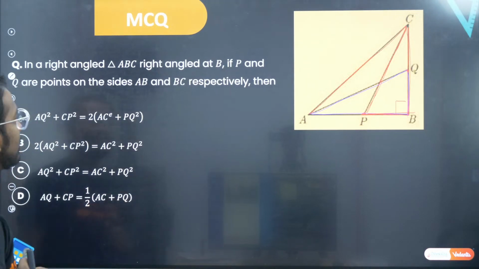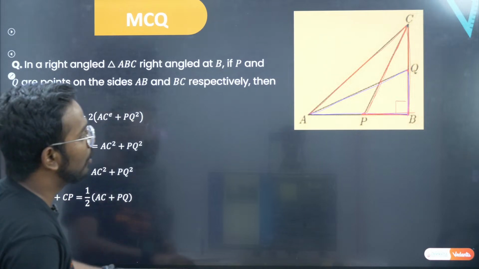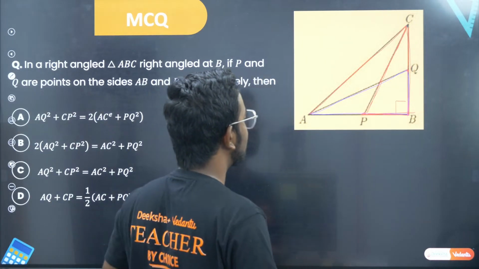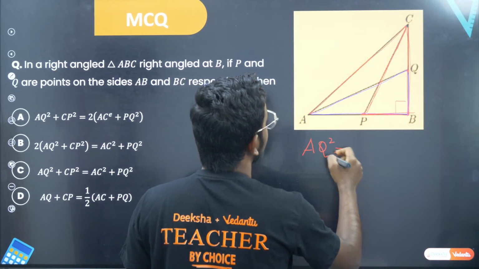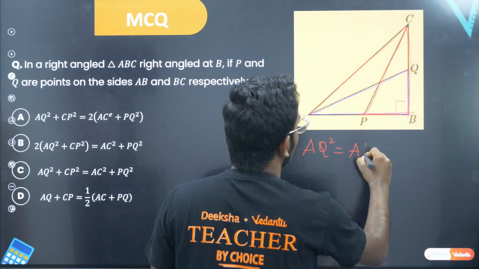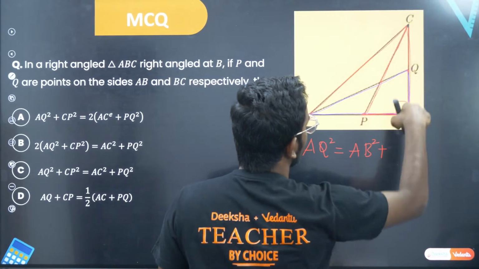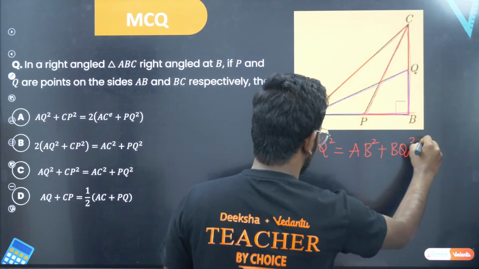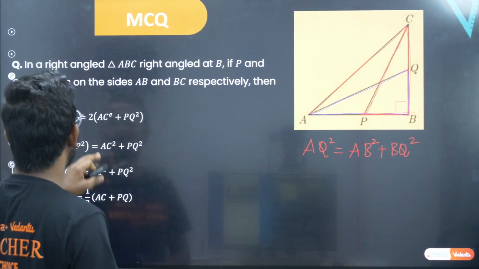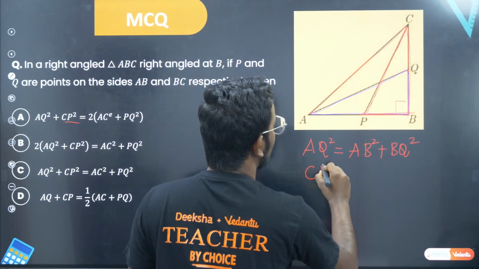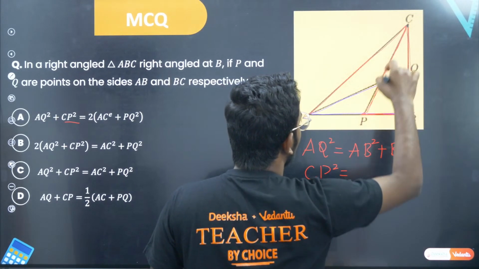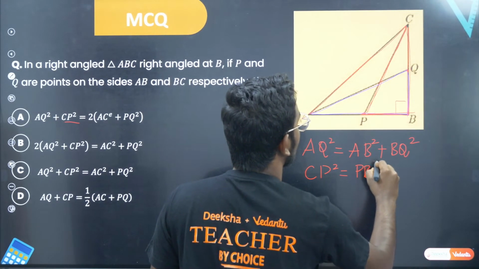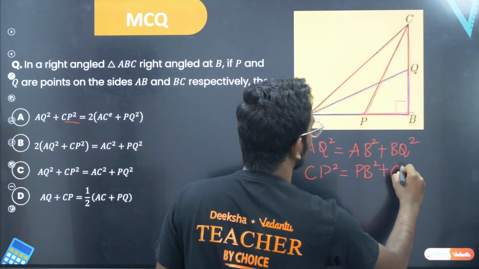Great. So basically I want AQ square. So how do you get AQ square? Sir, this is the hypotenuse. Since it is a right angle triangle, I can write AQ square as AB square plus BQ square. Similarly, what is required? CP square. Where is CP? Sir, CP is here, since it is the hypotenuse of this right angle triangle. This is PB square plus CB square.